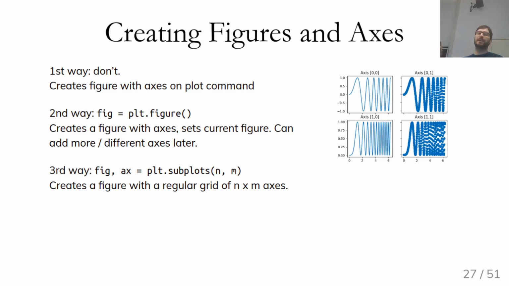That allows you to get a regular grid of n times m of subplots. So this is sort of what you get here. Here I called subplots 2, so I get a 2 by 2 grid, and then I can plot into each of these things individually.